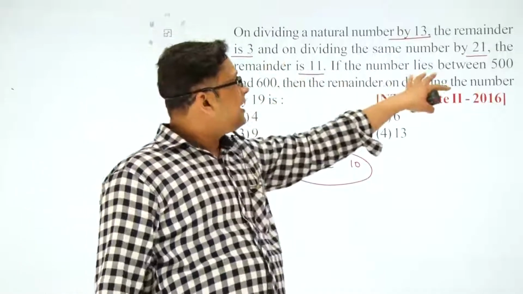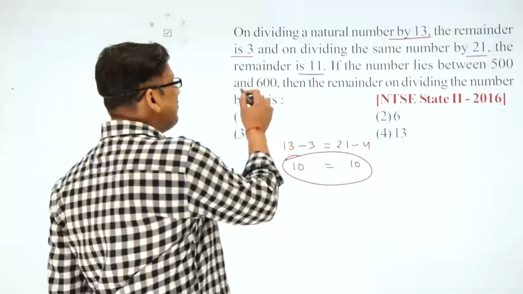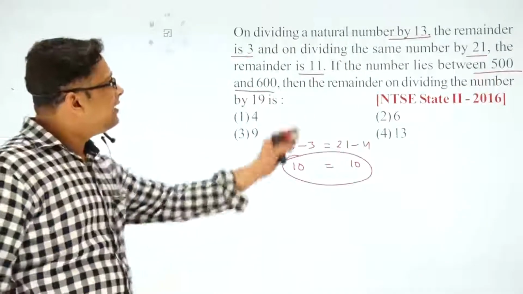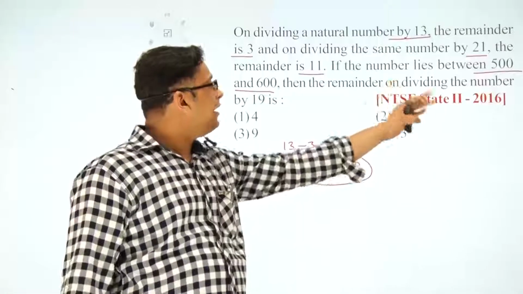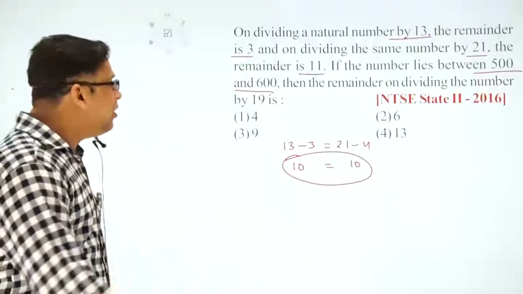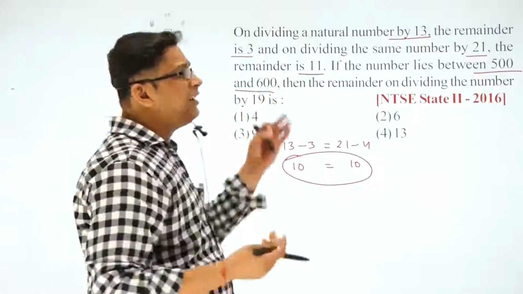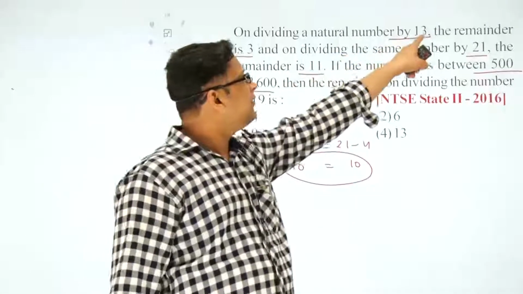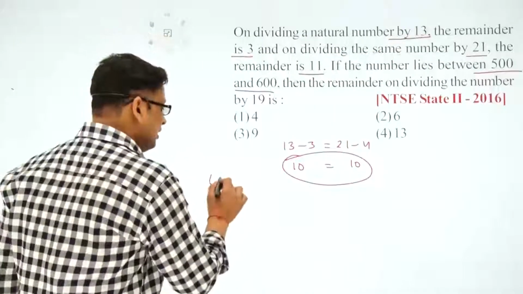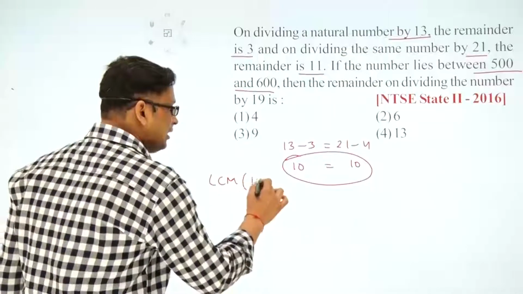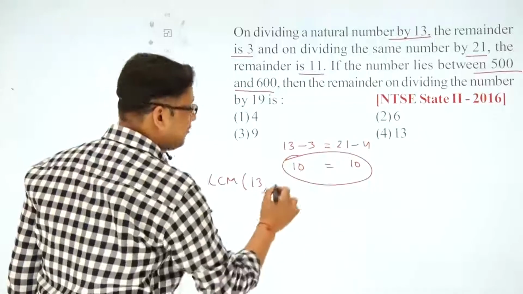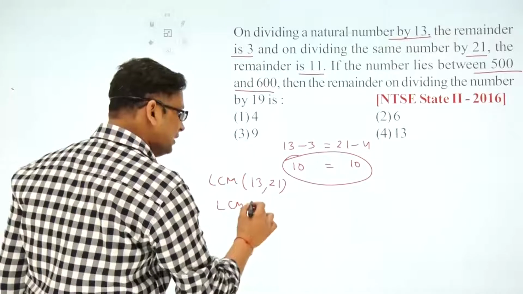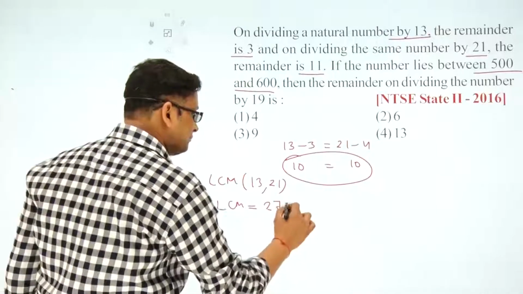If the number lies between 500 and 600, then we have to find the remainder on dividing the number by 19. So first of all we take the LCM of the divisors. The divisors are 13 and 21, and the LCM of these two numbers is 273.